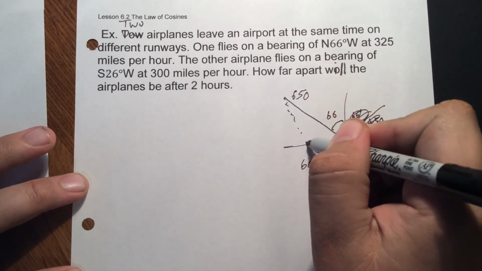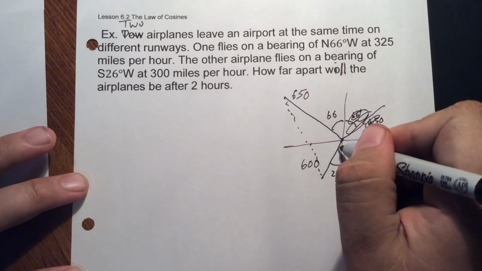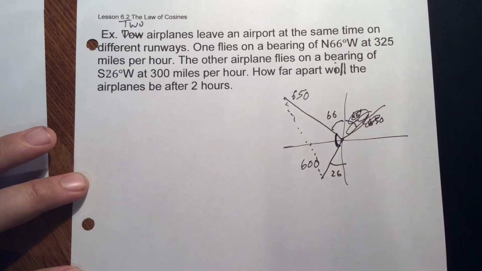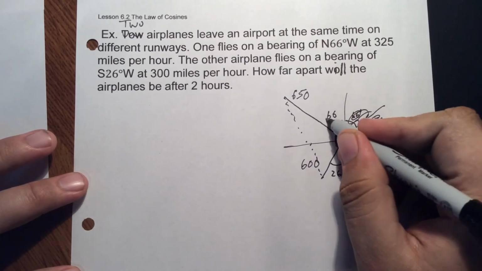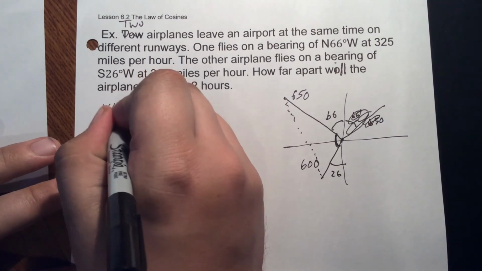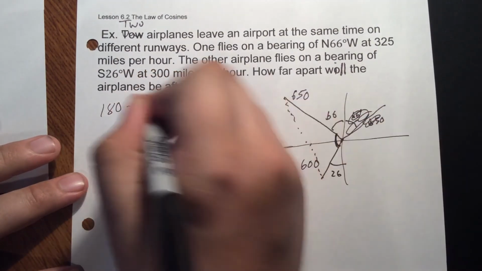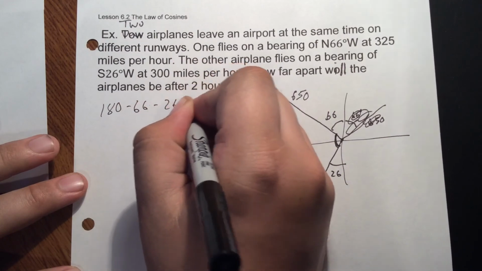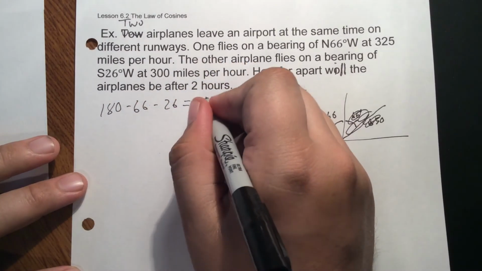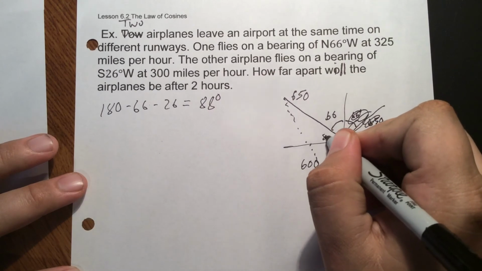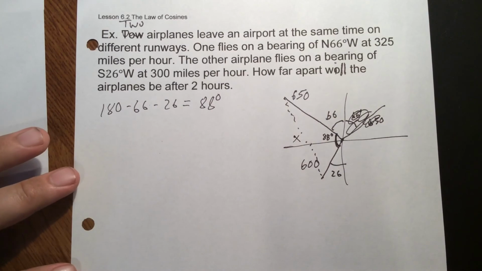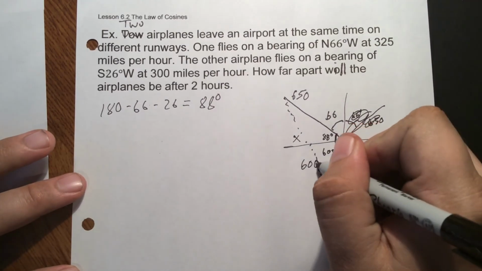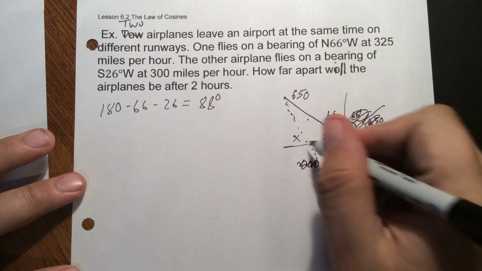This, however, would if we dash this, and we need to find this angle right in here. Well, if you think about it, straight would be 180. So we have 66 and 26, so 180 minus your 66 minus your 26 would end up with 88. So that's what this angle measure is here. We're trying to find this side. We're going to call this X. This here's our 600. This is our 650. We're looking for the other side.